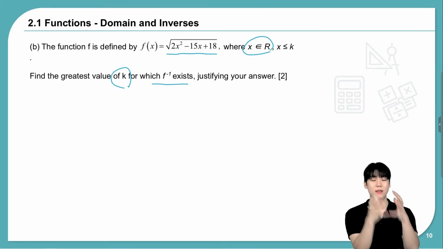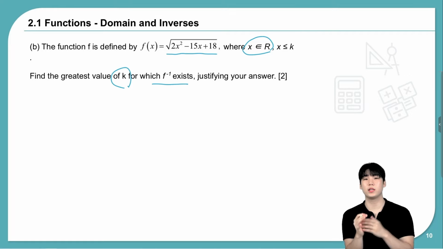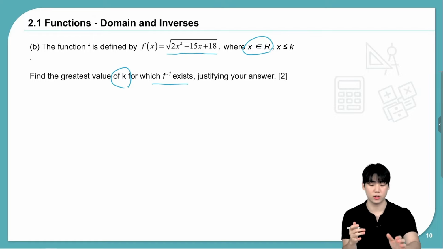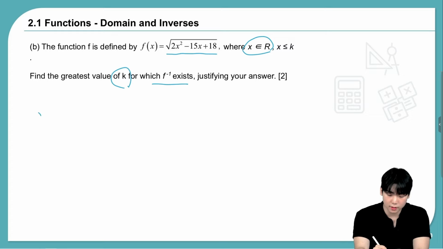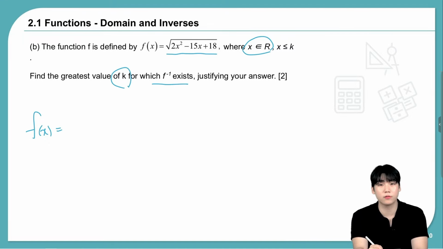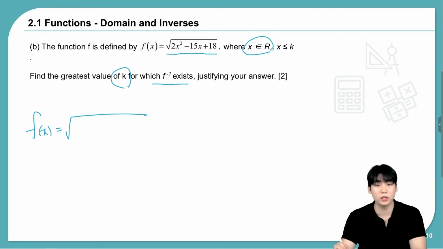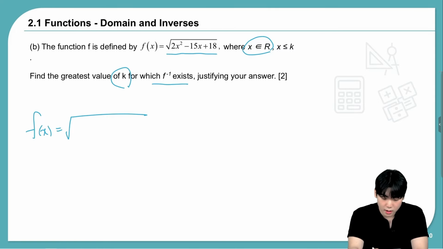So in order for the inverse to exist, that means whatever is in f of x should be valid. It should be a function. It should pass the vertical line test. And from our knowledge of part A, we could have factorized the given equation to be x minus 6 and 2x minus 3, right? And that looked something like this. We have 3 over 2 and 6.